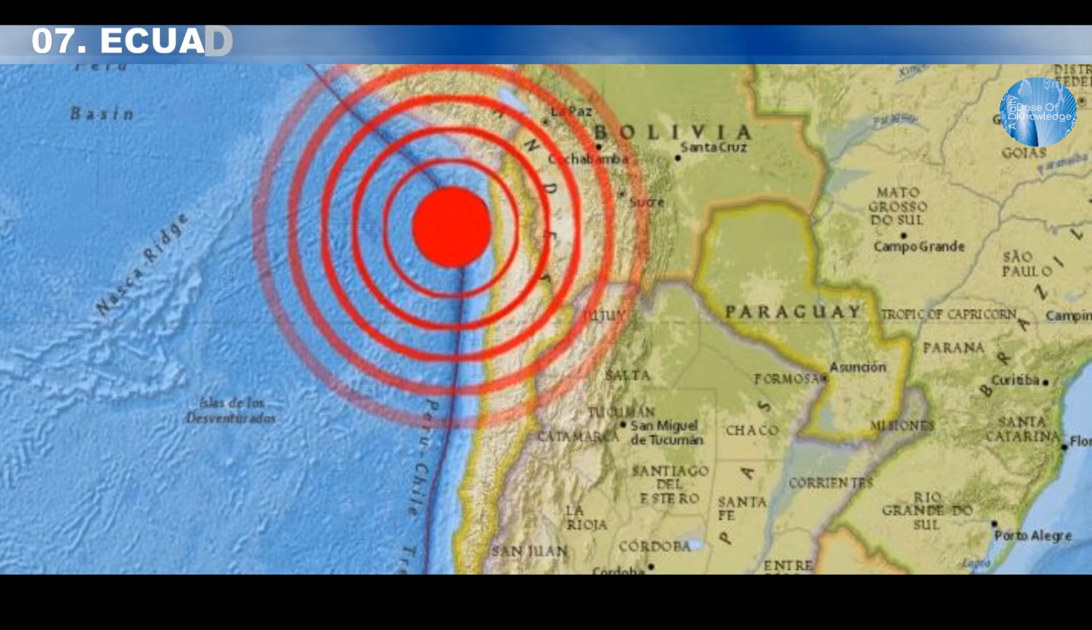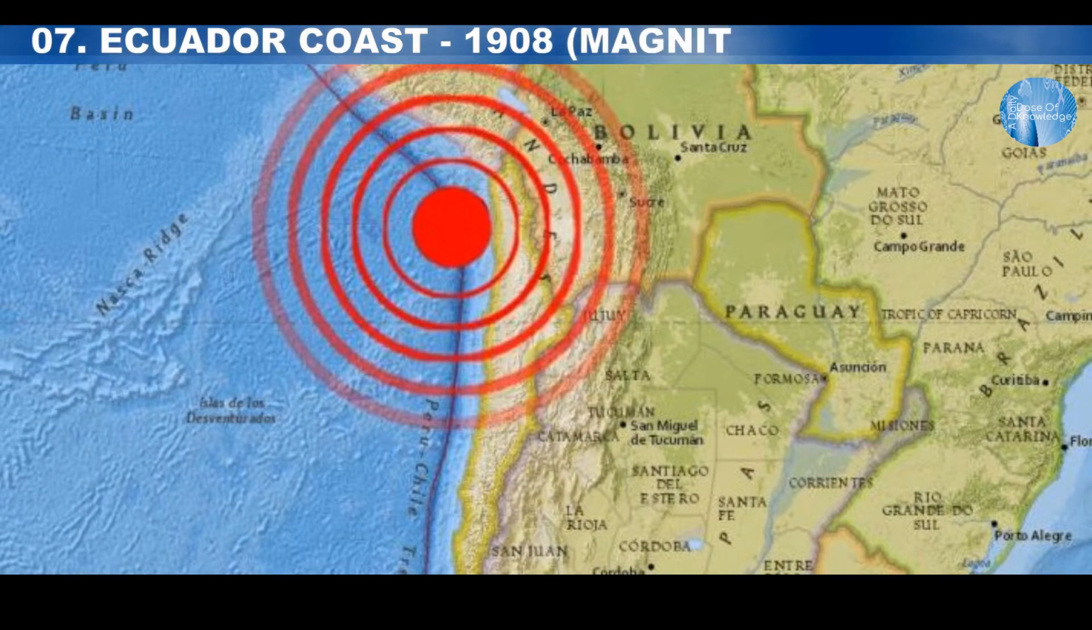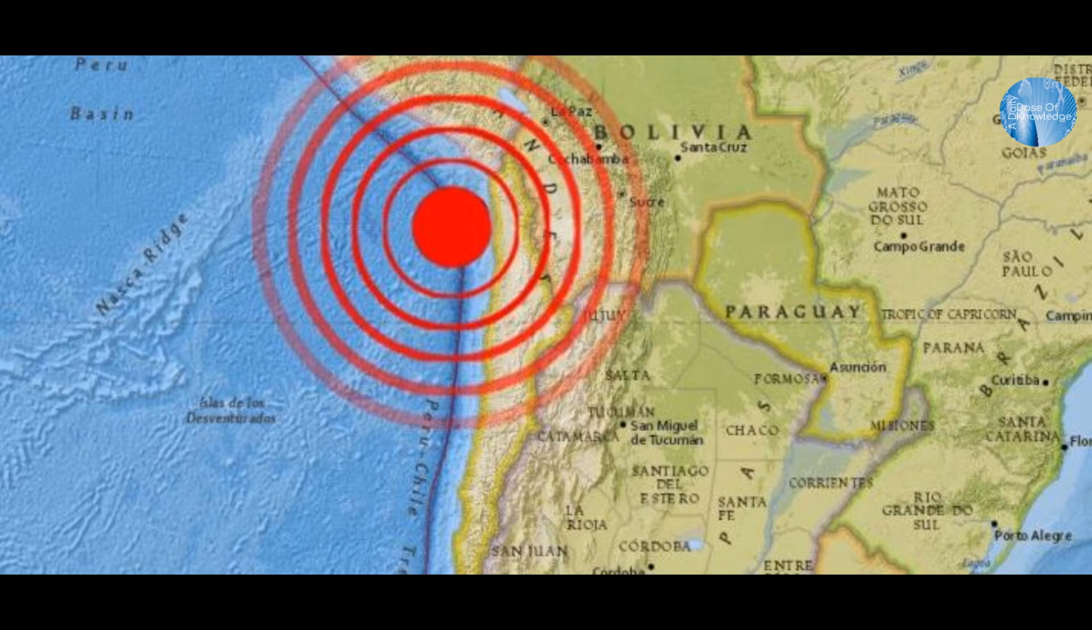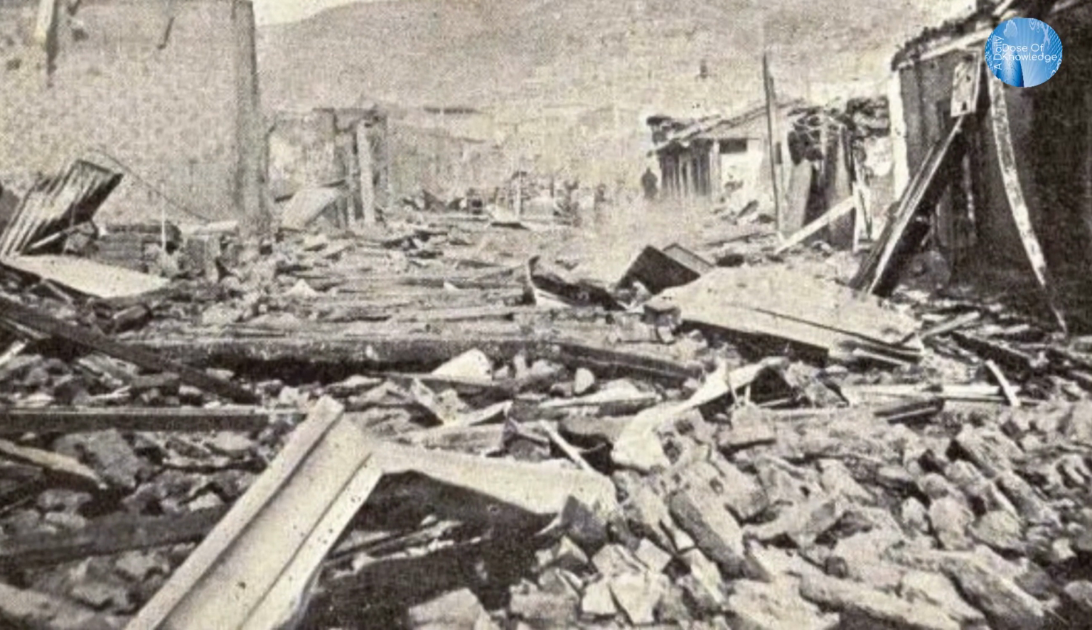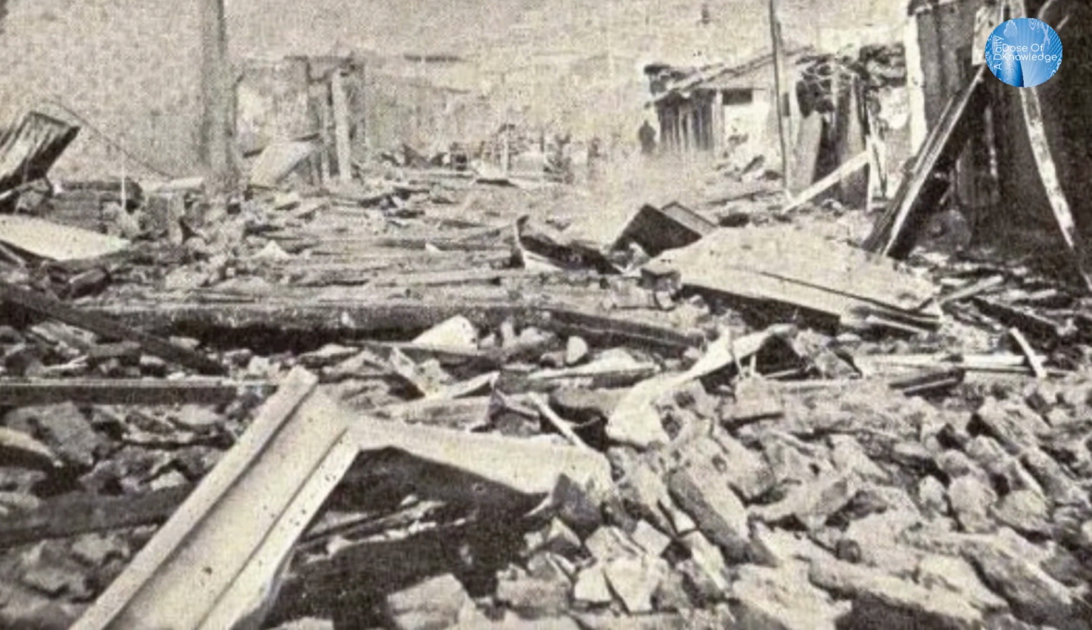Number 7. Ecuador Coast, 1906. Magnitude 8.8. The 1906 Ecuador-Colombia earthquake occurred at 3:36 p.m. on January 31st off the coast of Ecuador near Esmeraldas. The earthquake had a moment magnitude of 8.8 and triggered a destructive tsunami that is reported to have killed between 500 and 1,500 in Ecuador and Colombia.